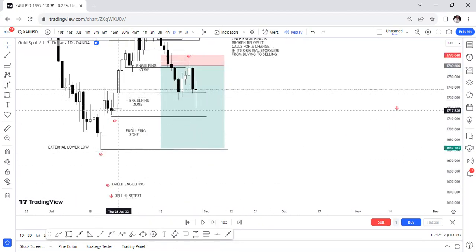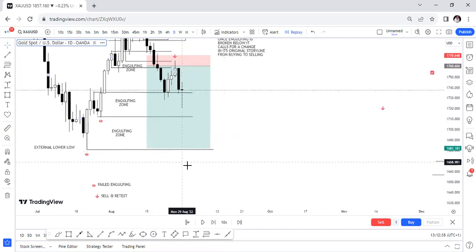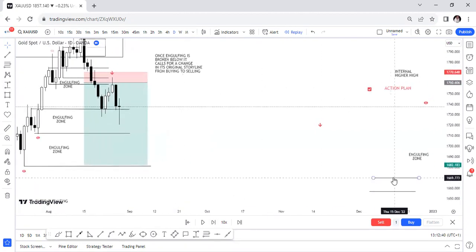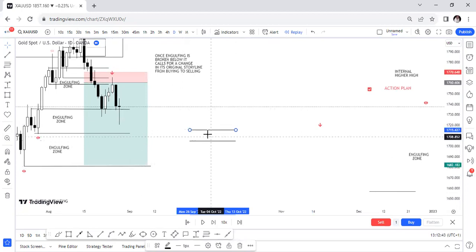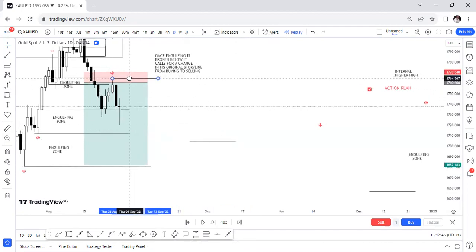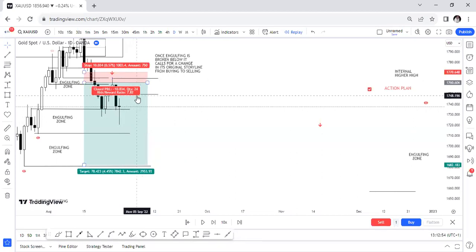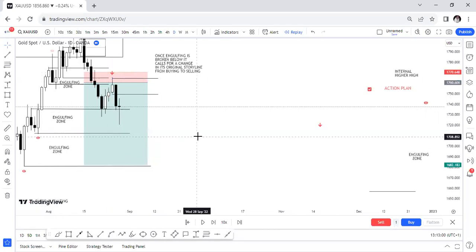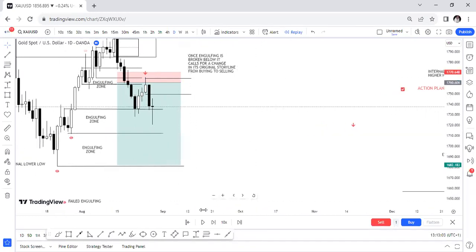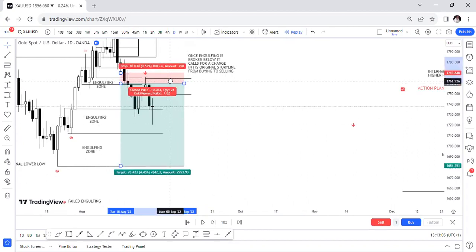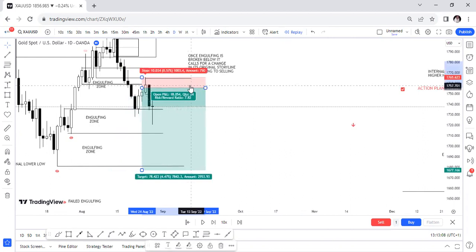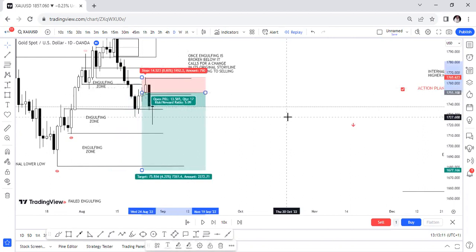This was taken away because it's reacting to this zone. But because we already have another engulfing zone that is created here, a new zone, we want to see price come into this zone, then come down to take out this low. So you set up another entry in there and get another sell.